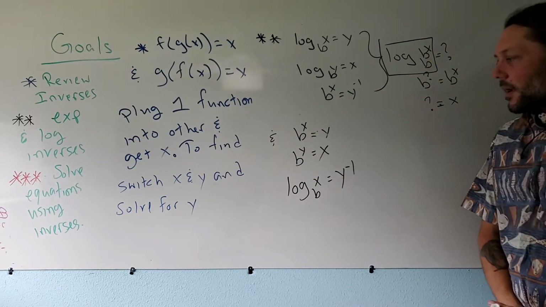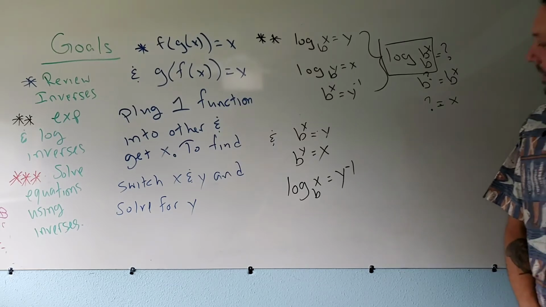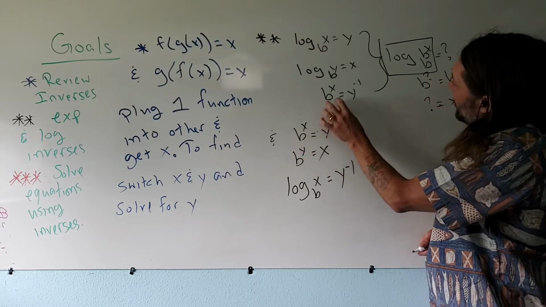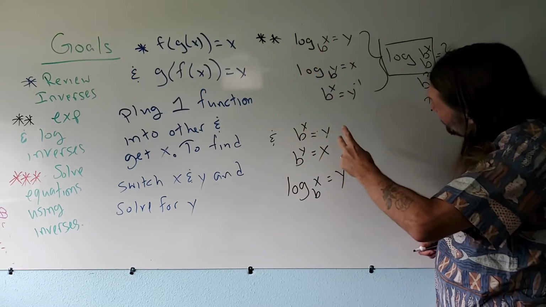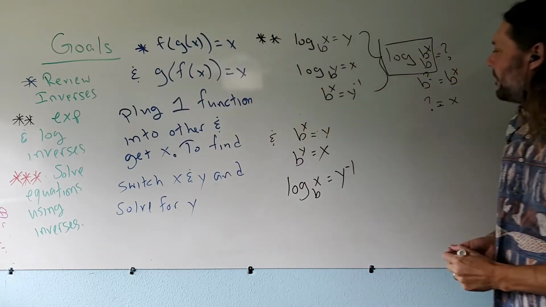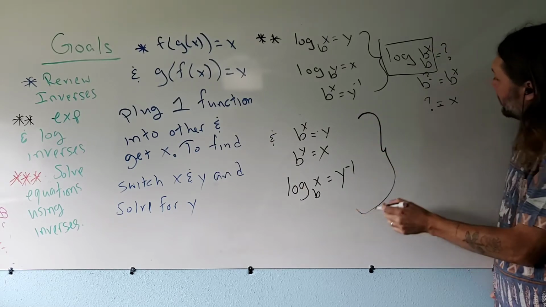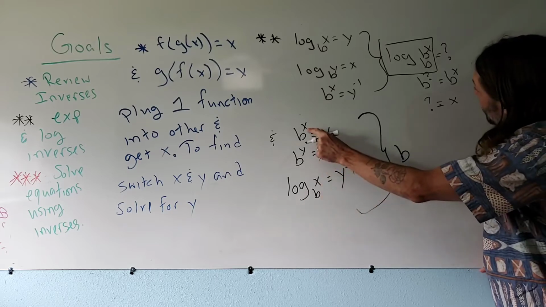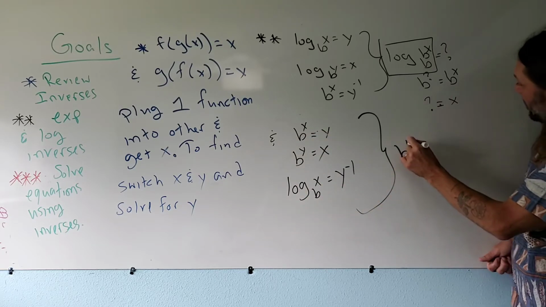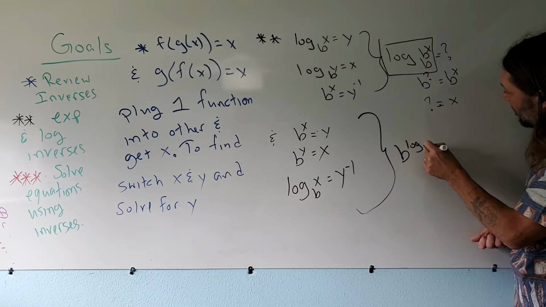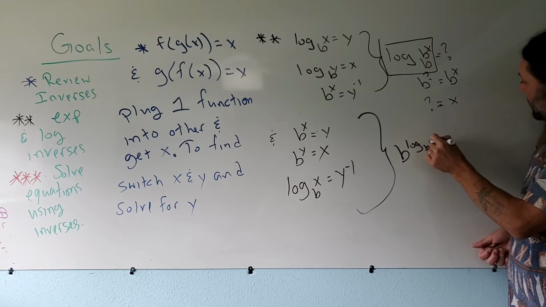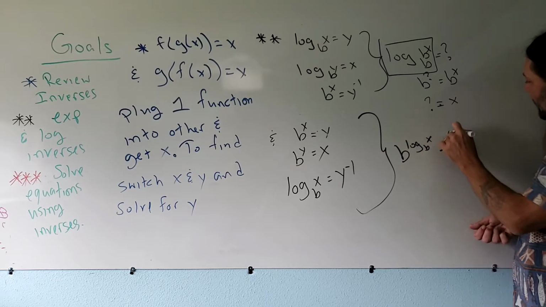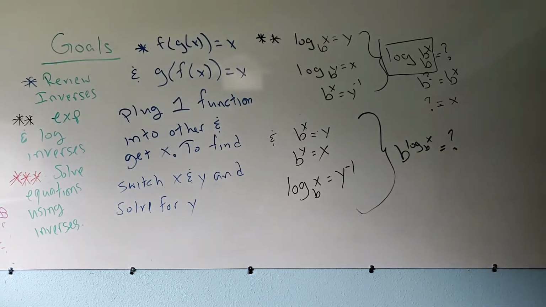So what I'm going to do now is plug this in for my x. So instead of plugging this into that, I'm going to switch it. I'm going to replace this x with this whole thing, log base b of x, so I get b to the log base b of x. And again, we'll just say that this is equal to question mark.